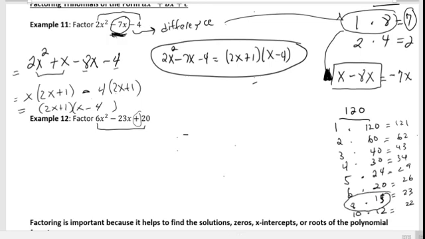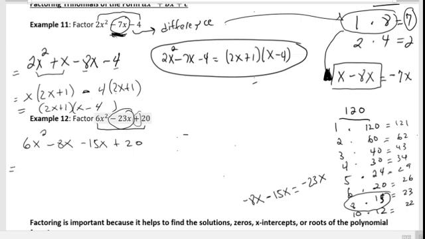And so the signs have to be the same. So I'm going to have negative 8x minus 15x, and notice that gives me a negative 23x. Okay, so when we write our polynomial, we have 6x squared. Instead of negative 23x, I'm going to rewrite that as negative 8x minus 15x plus 20.